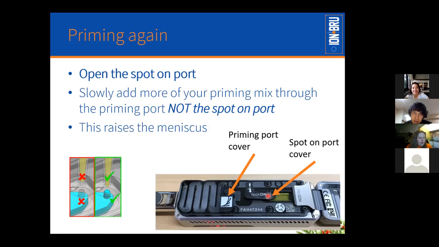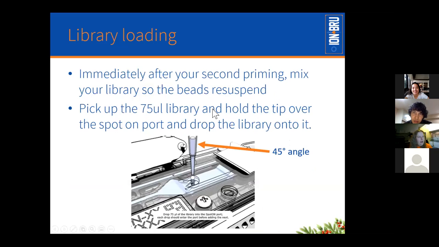Then once you've done that, once the meniscus is raised, you're going to mix your library by pipetting up and down, just gently. And once the beads are all resuspended, you're going to take your library, hold your pipette at a 45-degree angle. This image does not show that, but it should. At a 45-degree angle over this port, and you're not going to touch the port with your pipette. You're just going to drop the library one drop at a time onto this hole. And because that fluid is so high in that port, it should just siphon straight in.